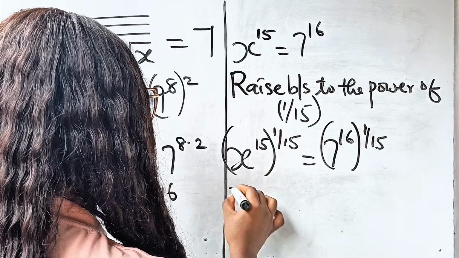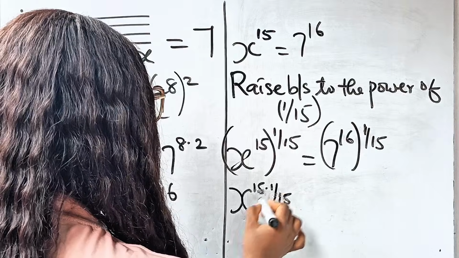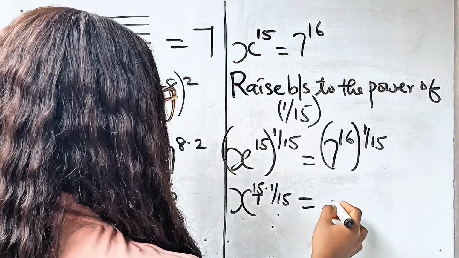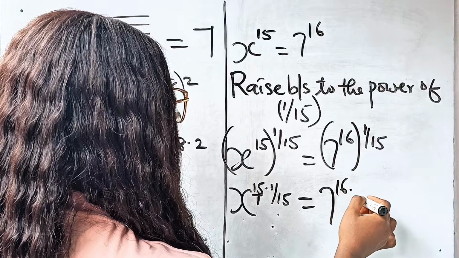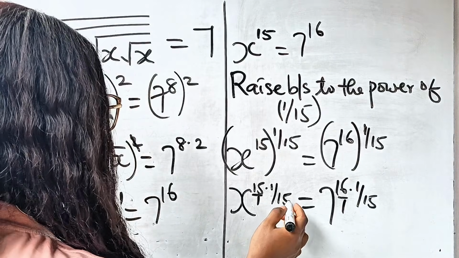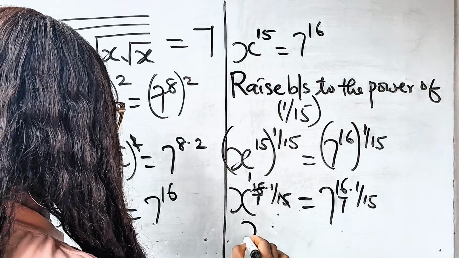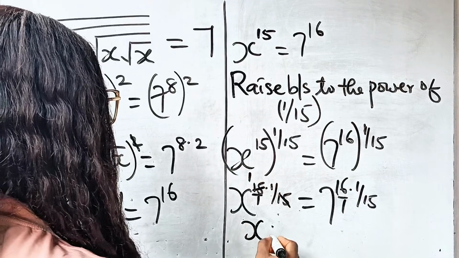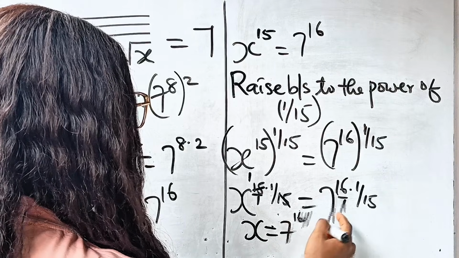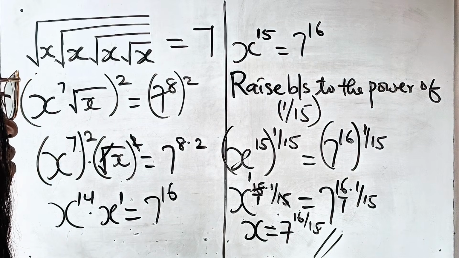So this can be written as x to the power of 15 multiplied by 1 over 15 is equal to 7 to the power of 16 multiplied by 1 over 15. Now if we solve this, 15 will go into itself once. So what we are left with is x to the power of 1, which is x, is equal to 7 to the power of 16 over 15. And this is the value of our x.